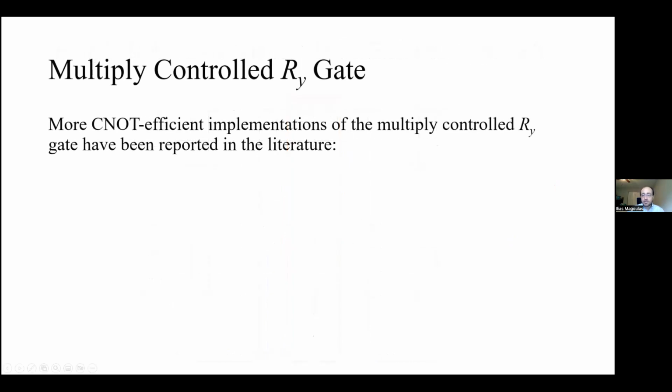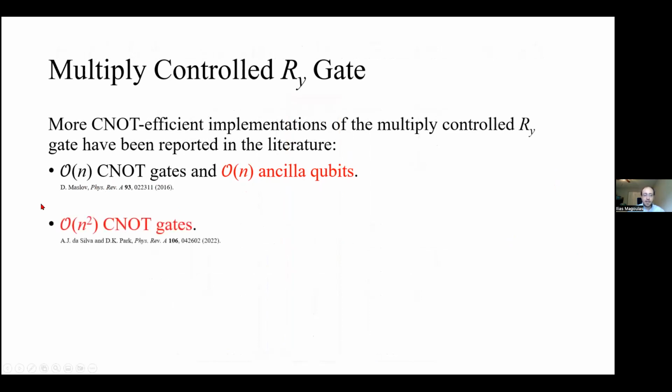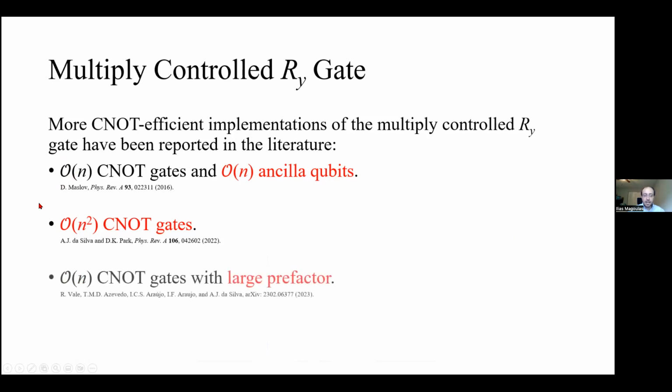As it turns out, if you read the literature, there are more efficient implementations of these multiply controlled RY gates. In fact, there exists one that requires a linear number of CNOTs. Nevertheless, it also needs a linear number of ancilla qubits. So that is not necessarily good. Recently, there was another implementation that requires an n-square number of CNOT gates, much better than what we have, but not as good as a linear scaling. And a couple of months ago in the archive, there was submitted a paper that uses a linear number of CNOT gates, no ancilla qubits, but there is a large prefactor of around 30 something.